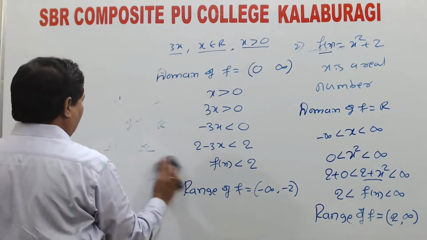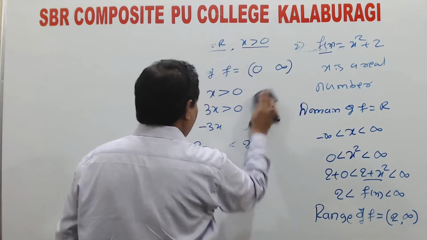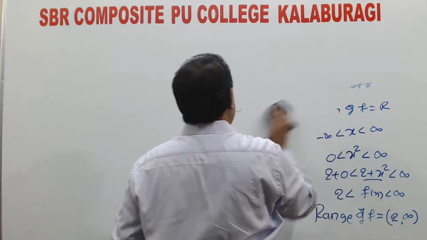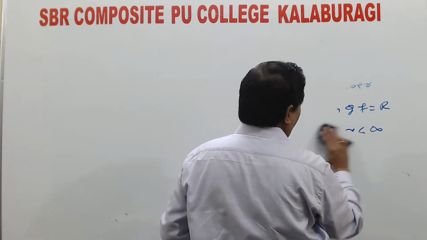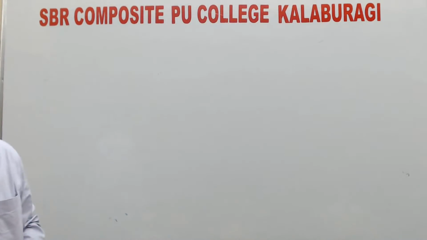Next question from exercise 2.2. Only 3-4 questions are there to find the domain and range. How to find and follow. Next step.